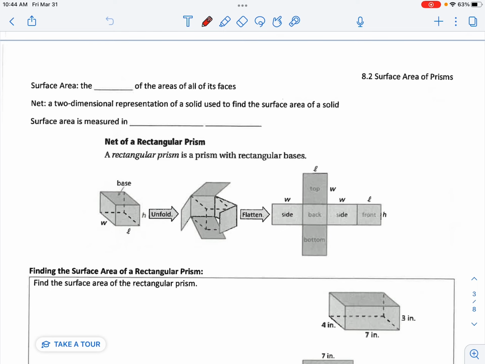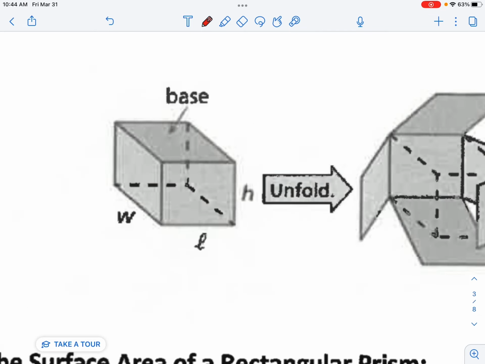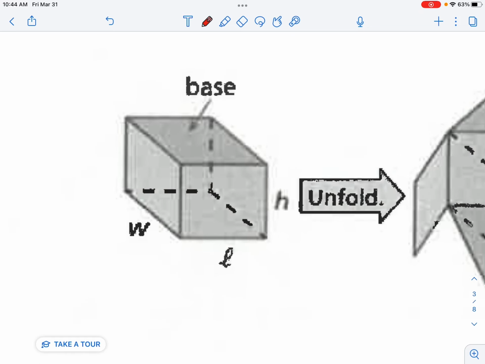So the first thing, what is surface area? Okay, you may see your keyword area. Surface area is the sum of the areas of all of its faces. So a prism is what you see right here. Okay, this is a prism. Some of you may know it as a cube or something like that. So this is a rectangular prism.